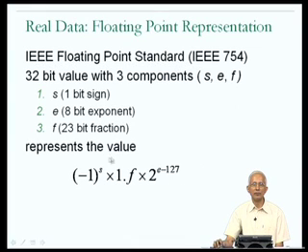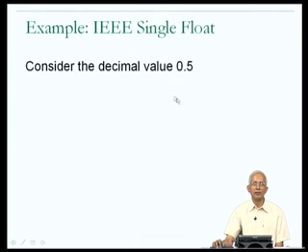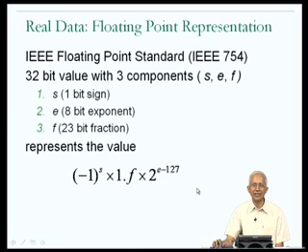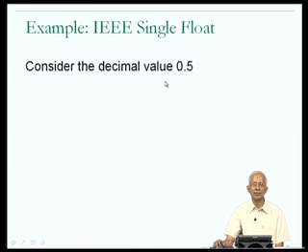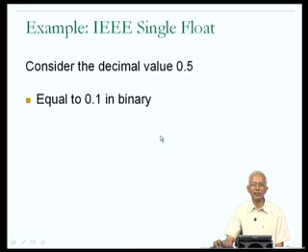We want to find out how the decimal value 0.5 is represented. What I mean by the decimal value 0.5 is what you understand in day-to-day language as half. Decimal means base 10. So in order to evaluate 0.5 in the IEEE floating point representation, I need to get it into this form: minus 1 to the power s multiplied by 1.f into 2 to the power e minus 127. Therefore, first of all, I need to represent this value in binary. So how do I represent 0.5 in binary?